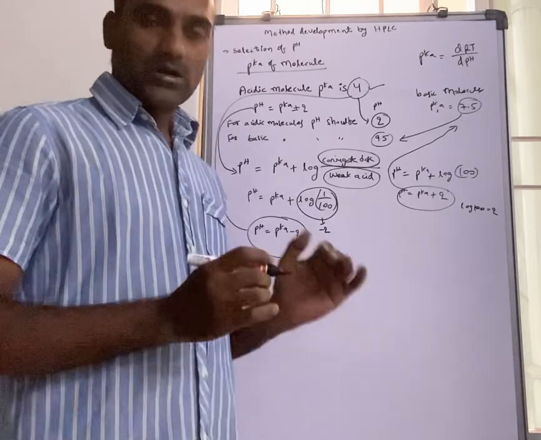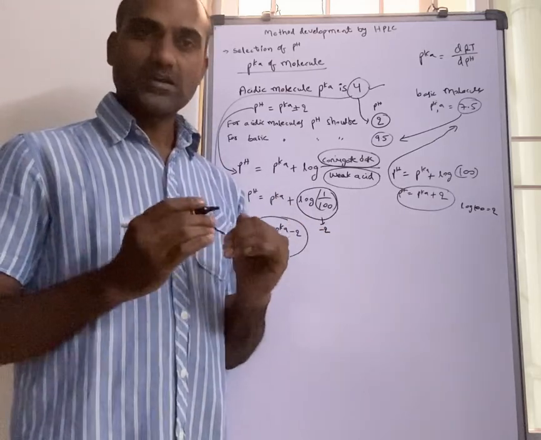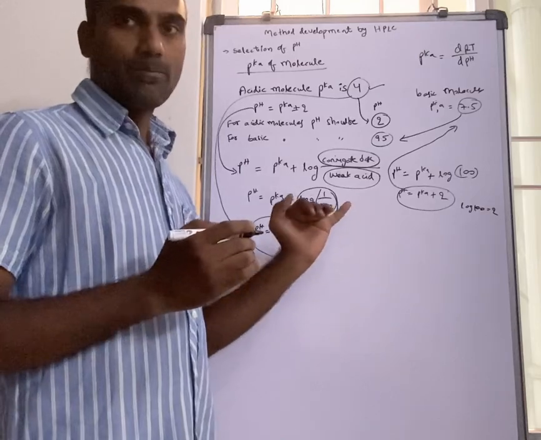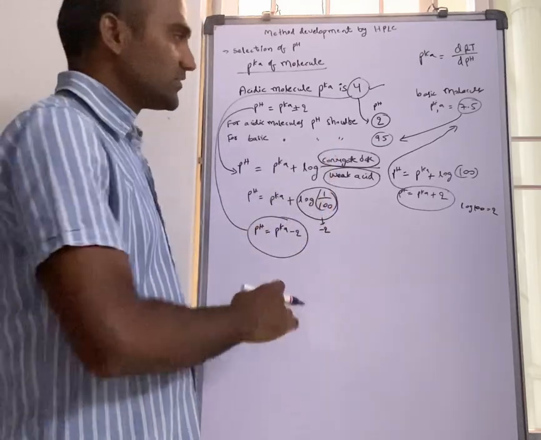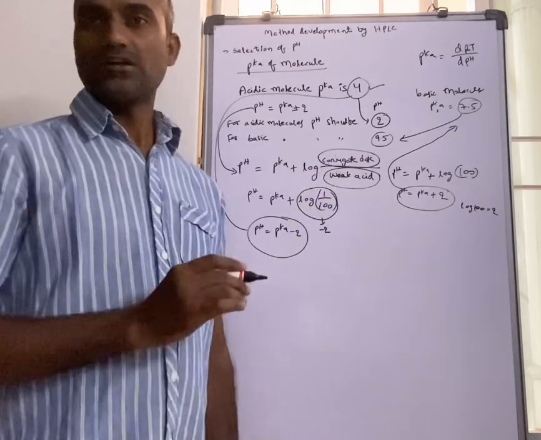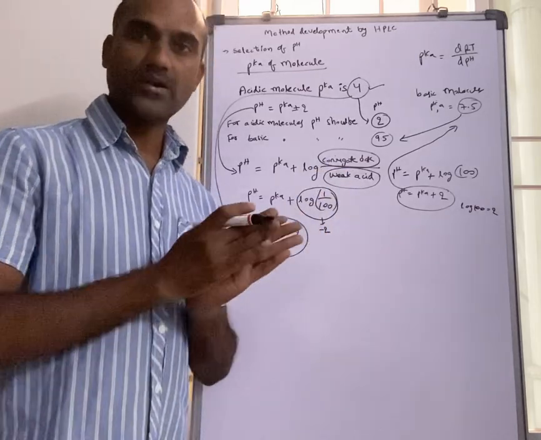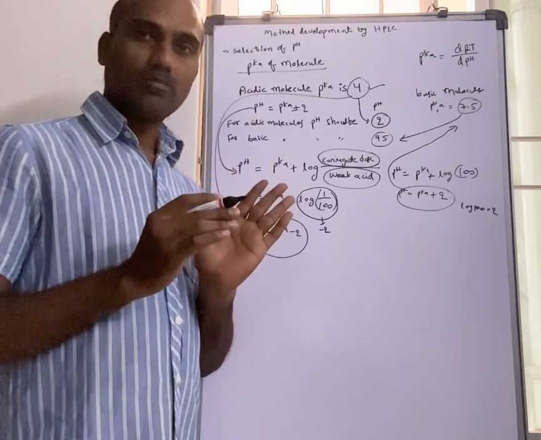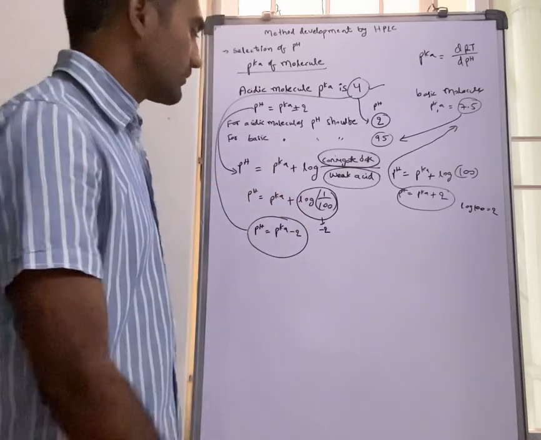So to get a sharp and symmetric peak, we have to select the pH correctly. Based on this Henderson-Hasselbalch equation, we have to select the pH of the mobile phase for method development by HPLC. Okay.